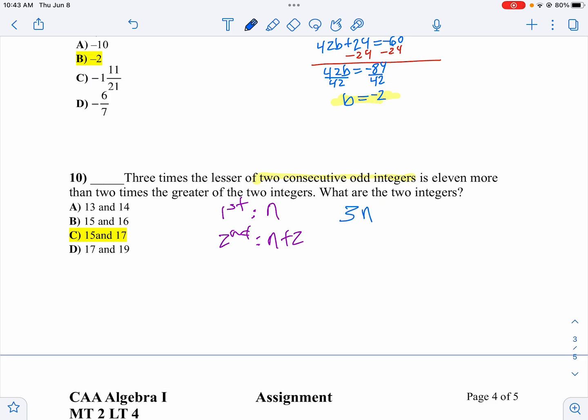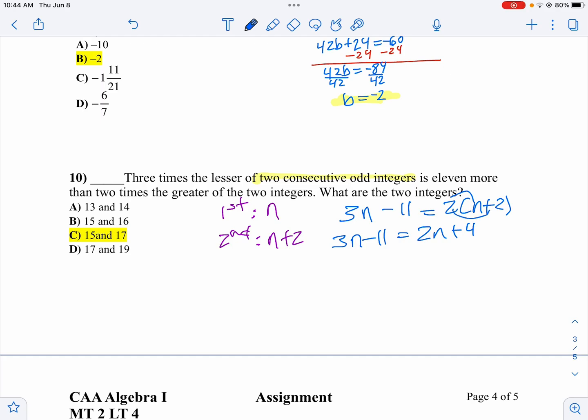So 3n. Right now it's 11 bigger, isn't it? So I'm going to subtract 11 from the bigger one. And then 2 times the greater of the 2 integers. So I'm going to go 2 times n plus 2. I could have just as well put plus 11 on the opposite side, and that actually might be preferable because we don't have to have a negative in there. But I'm not going to do that. I'm going to go 3n minus 11. Let's distribute. We'll get 2n plus 4.